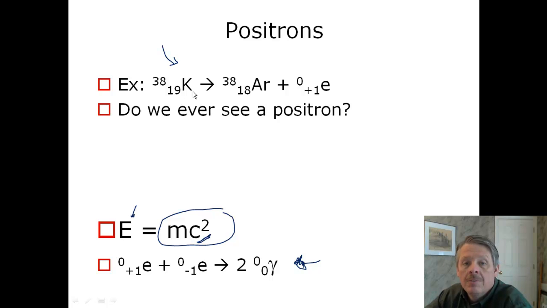So here's an example of when a positron is formed. We have potassium, and it breaks apart, and one of the protons disappears, and you only have 18, and it puts off a positron, and here's your positron right there. All right, just to kind of give you an example.